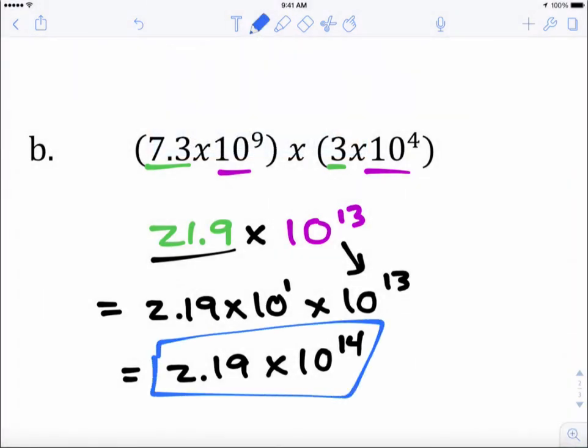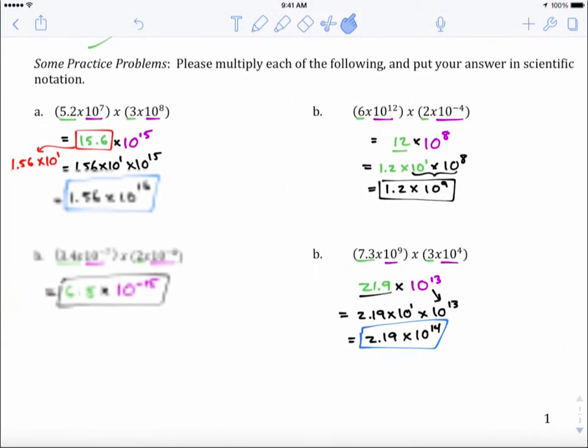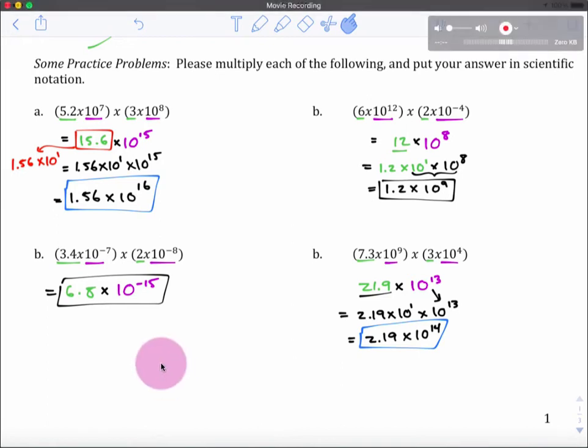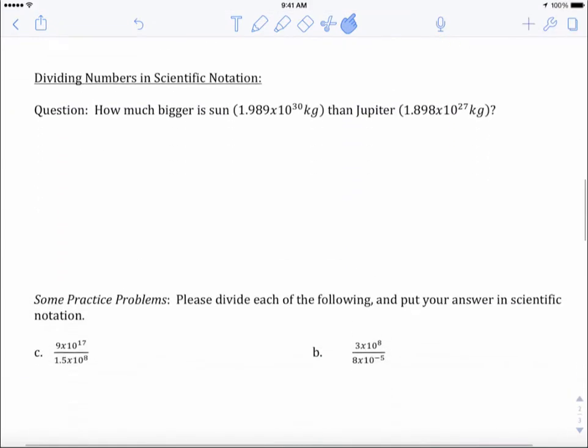So that's kind of how you multiply numbers that are in scientific notation. Not so bad. Occasionally, you're going to have to be careful of your product not originally being in scientific notation. All right, moving on.